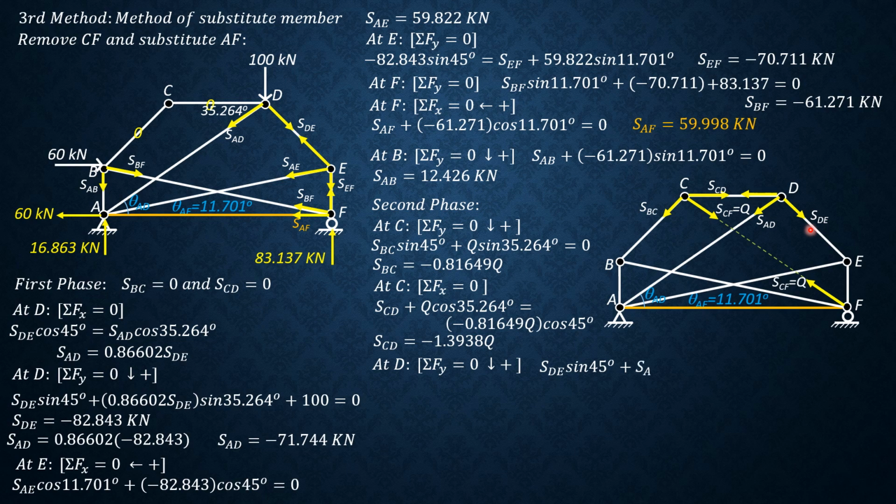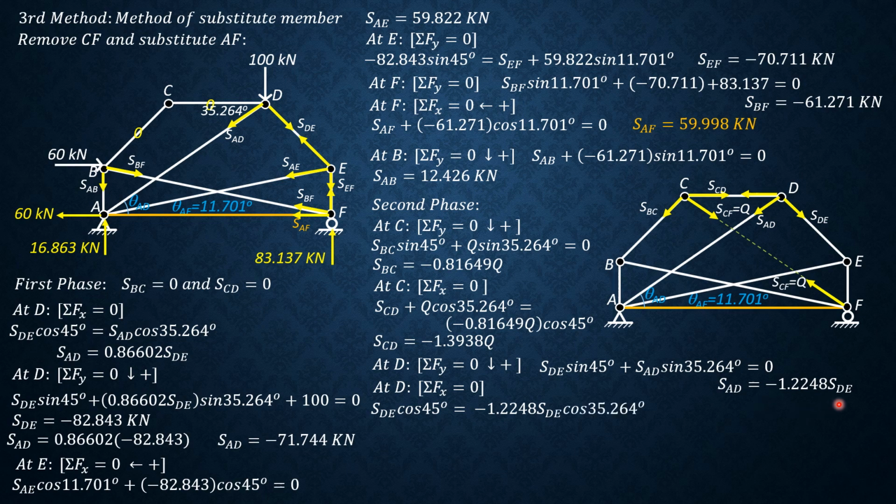SDE sine of 45 plus SAD sine of 35.264 equals 0. So SAD is negative sine 45 over sine 35.264. That's negative 1.2248 of SDE. Then summation forces X at D equals 0. So we have SDE cosine of 45 equals SAD, which is negative 1.2248 SDE cosine of 35.264, plus SCD, and SCD is negative 1.3938 of Q.